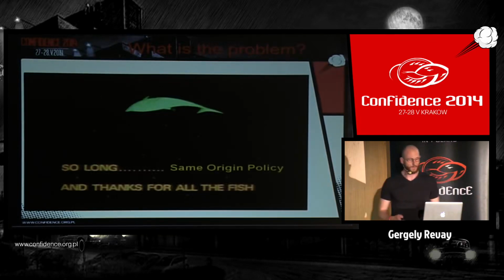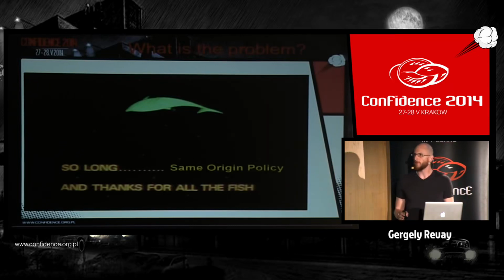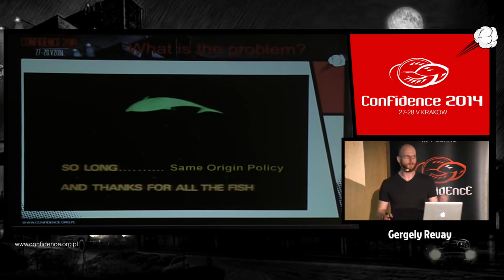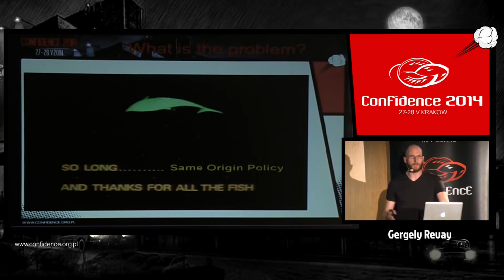So what is the problem? You can see why I didn't go into the photoshopping industry, because I'm not really good at that. But anyway, the problem is what I mentioned before, that we had this same origin policy, which was pretty straightforward. You cannot talk with different origins. If you download an HTML with JavaScript in it, you're not allowed to go to other domains and get stuff. Now, CORS is kind of breaking this rule. It's officially breaking it, so it's not really a hack.